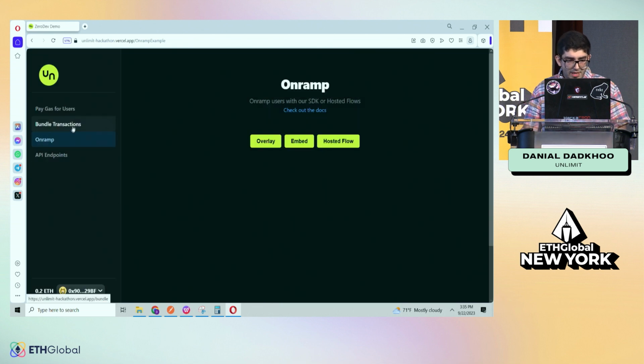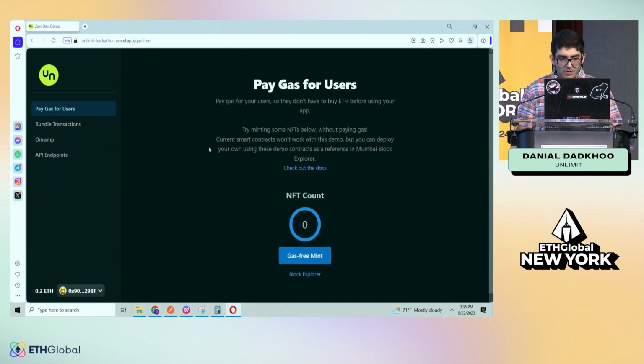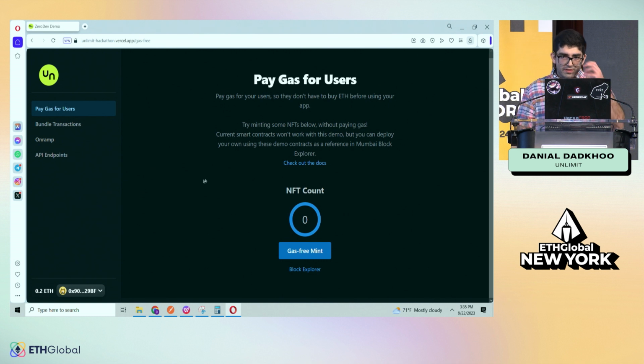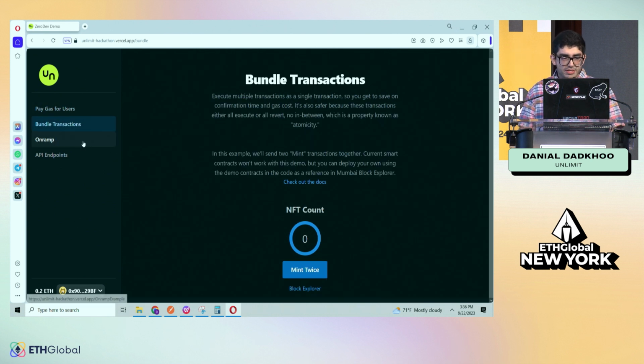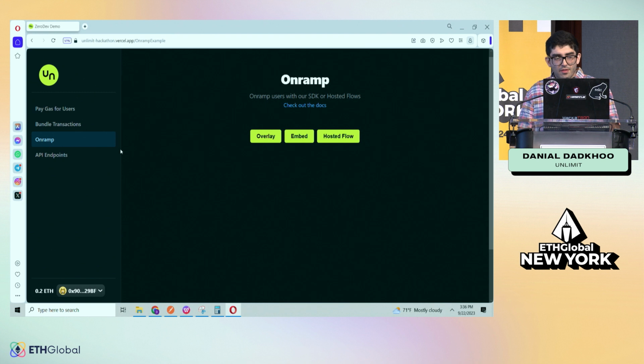But essentially, I have these two examples of what you could do. So we've partnered with ZeroDev, as I talked about. We have them in our Telegram group if you ever need to chat or have a question about how it works. But really, you can use any account abstraction platform you want. We have ZeroDev already, so it makes it easier for you guys. But these are some functionalities. You can pay for the gas, bundle transactions. And we have our on and off ramp.